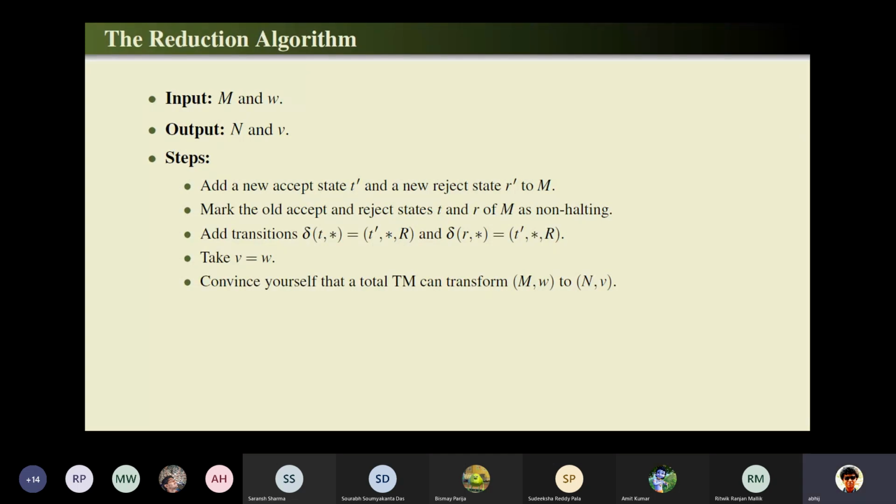So your suggestion is N equal to U prime and V equal to M hash W. Then U prime halts on M hash W if and only if M halts on W. Yeah, maybe that will also work. Yes, possibly that will work. But anyway, you will have to figure out that U prime.